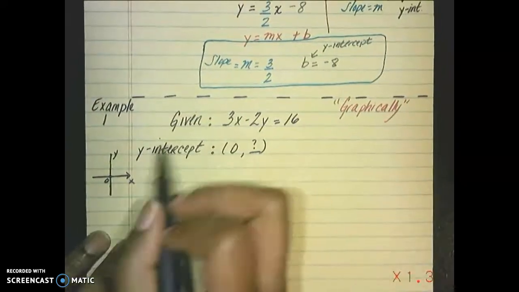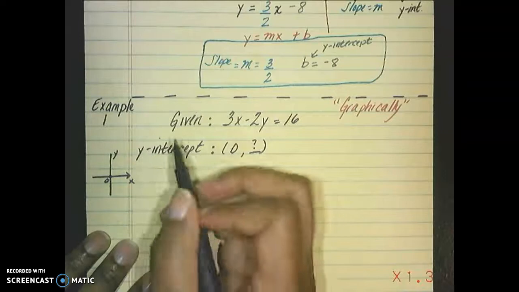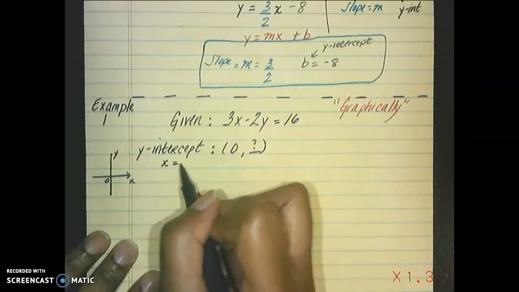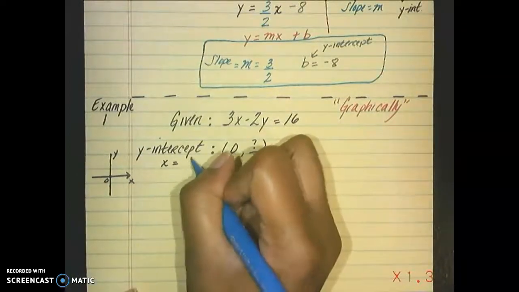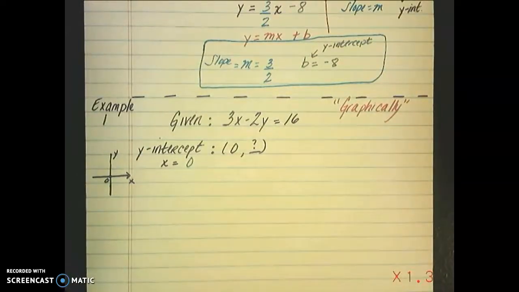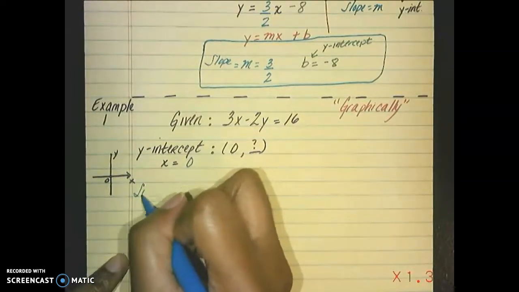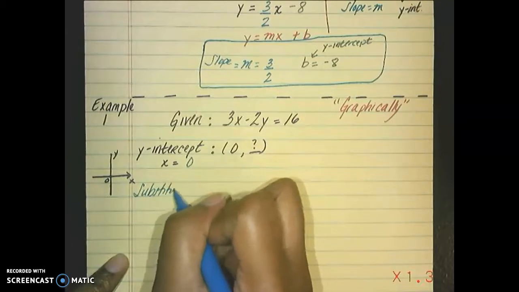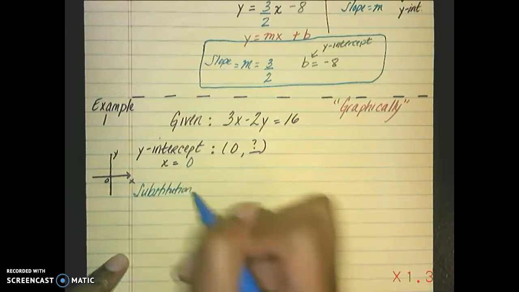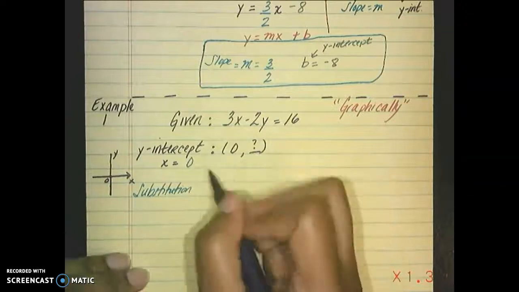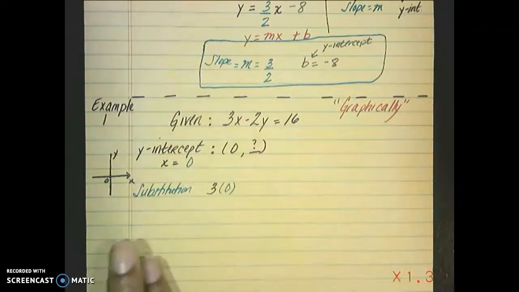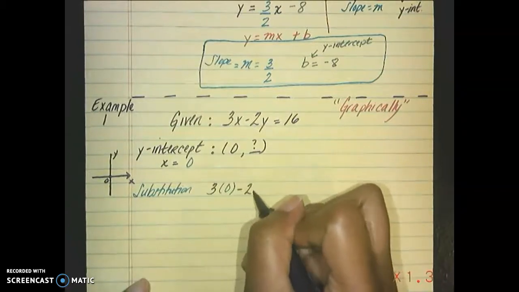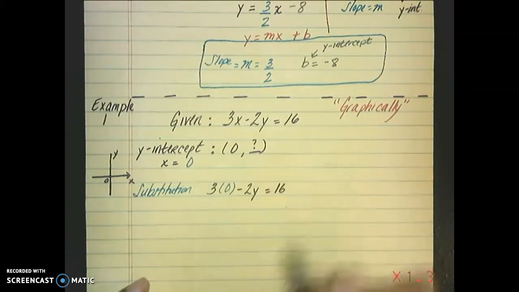I am going to let x equal 0. I'm going to try to use some different colors over here. So I'm going to take that given equation and do a substitution. It's just substitute. So it's going to be 3 times 0, and everything else stays the same, minus 2y equals 16.